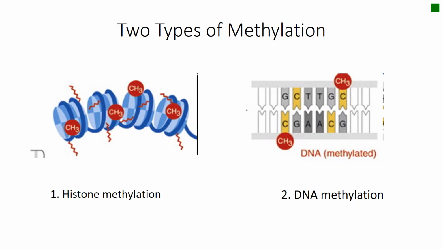Actually, there are two types of methylation. The first one that we have talked about is histone methylation. So the methyl will attach to the N-terminal tail. The second type of methylation is called DNA methylation. The methyl will attach directly to the DNA instead of the histone. We will talk about DNA methylation in the next slide.